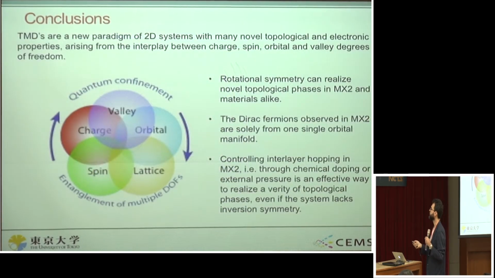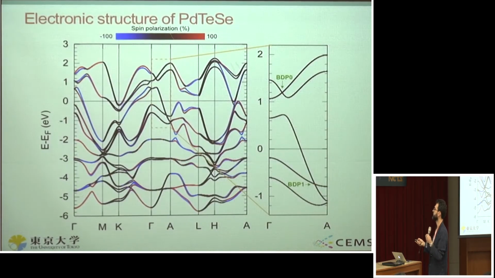And this is one example that I show here for a system like palladium tellurium silicon, where we break inversion symmetry, all the bands are spin polarized, but still you can see non-spin polarized and symmetry-protected Dirac cones along the gamma-A direction.